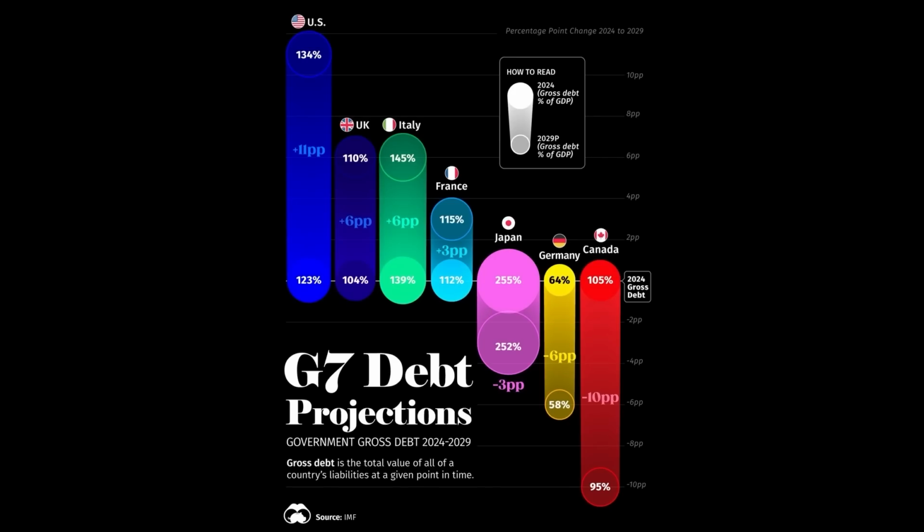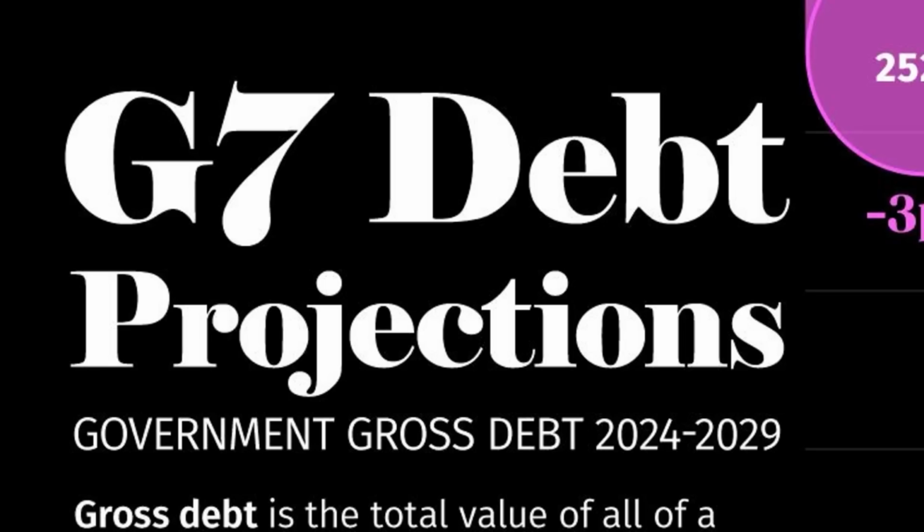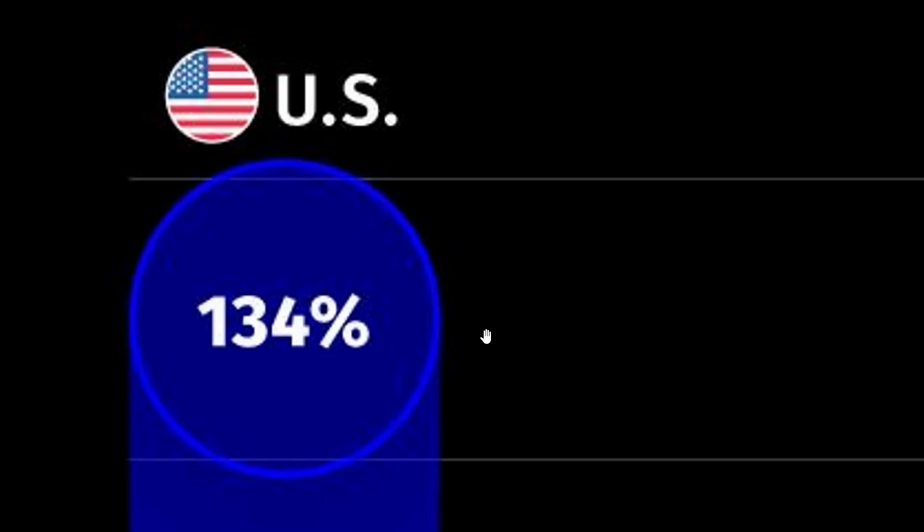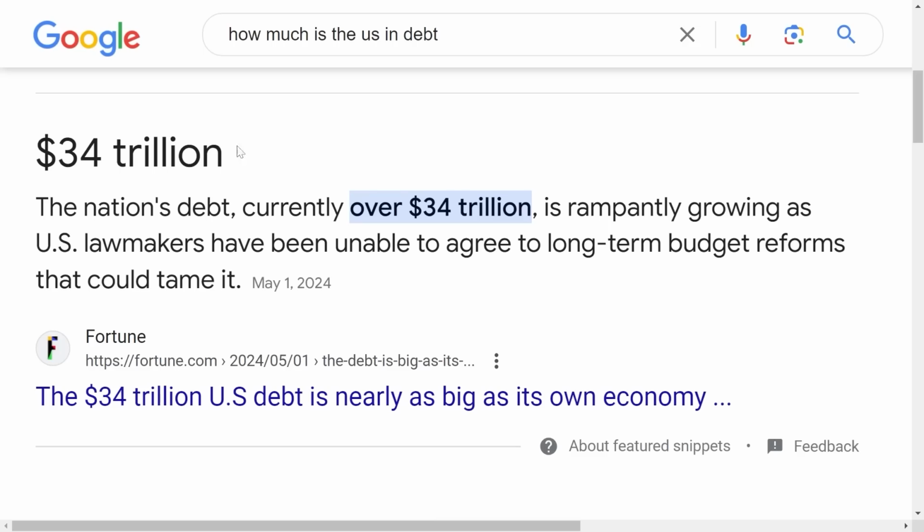The G7's debt projections, we're talking these numbers all within the next 5 years. And of course, the US is by far number one. I mean, the US has the most debt now. It's not going to change in 5 years. Crazy, that's at 34 trillion.